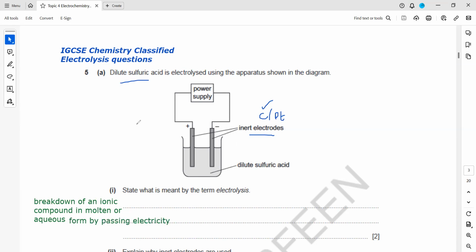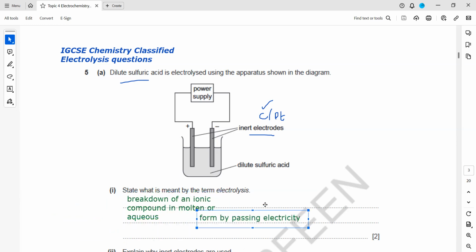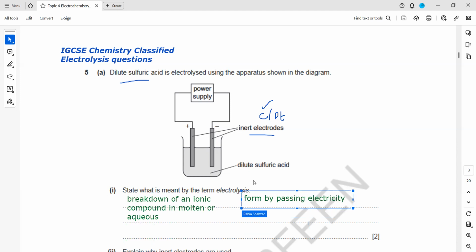State what is meant by the term electrolysis. So it's a breakdown of an ionic compound in molten or aqueous state by passing electricity.